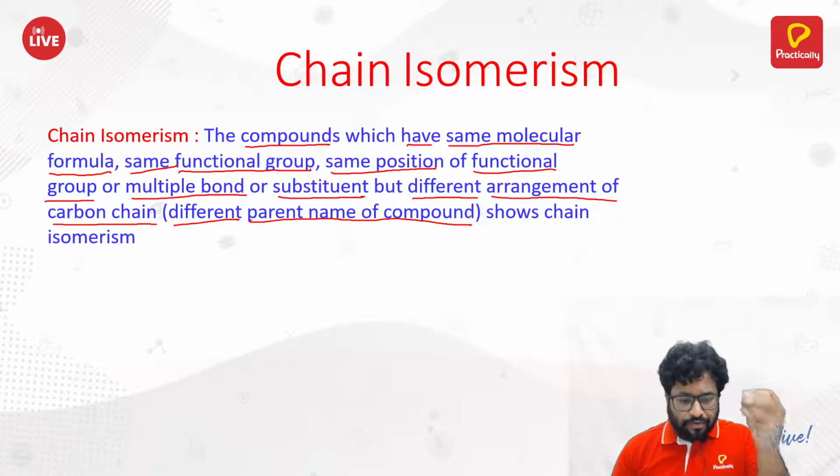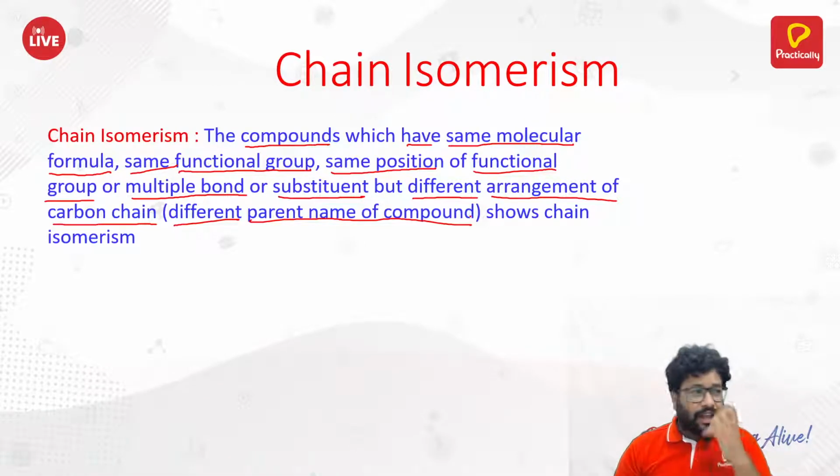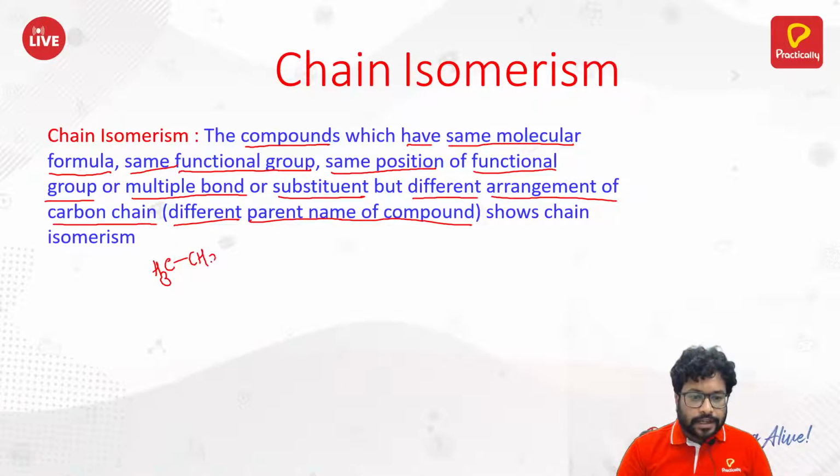Now let's see some examples. Where does chain isomerism start from? Does it start from a compound having two carbon atoms? Let's see. Suppose you have CH3-CH3. Is there any possible arrangement apart from this? No. So ethane cannot show any isomerism.